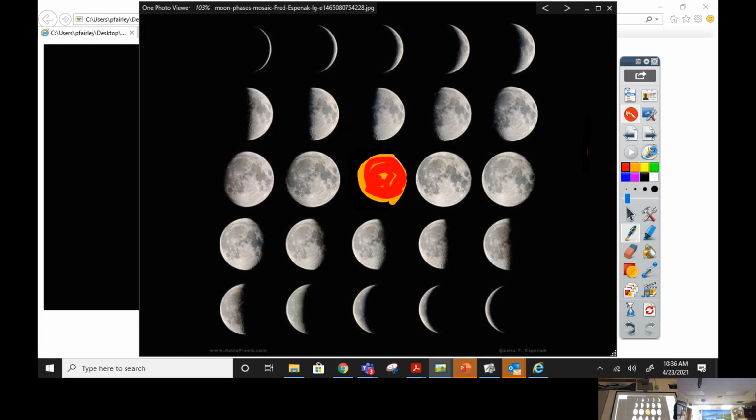Okay, so I would like you to be able to name the different phases of the moon when you see a picture of them. Okay?